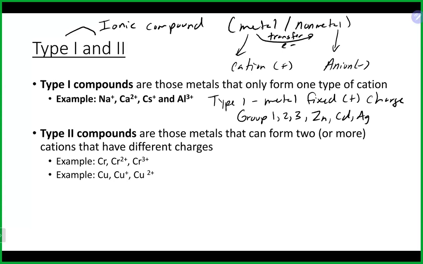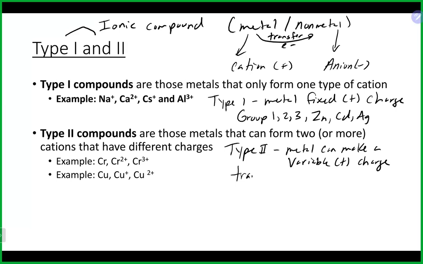Type 2 compounds is where the metal, which again is the most important thing, can make a variable charge. So if you have a type 2 ionic compound, that metal can make a variable positive charge. And if you remember from what we talked about at the beginning, that's going to be your transition metals, except for those 3 above, zinc, cadmium, or silver.